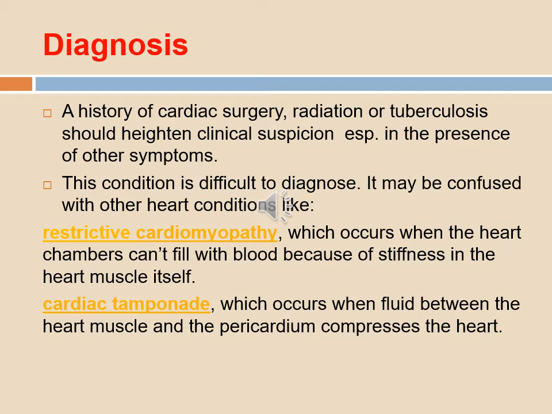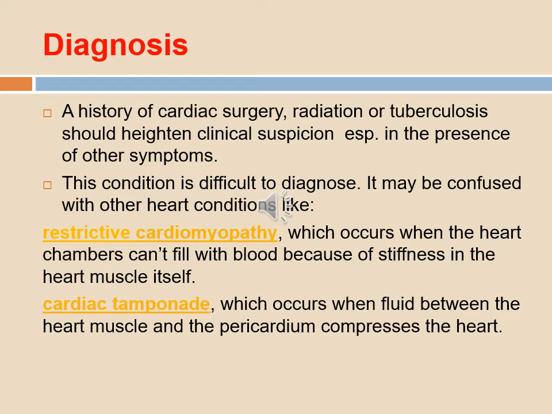The diagnosis of constrictive pericarditis is not easy. You could do that using the exclusion strategy, and of course you have to have a high clinical suspicion to get it. Firstly, a history of a cardiac surgery, radiation, or a TB infection should heighten the clinical suspicion, especially in the presence of the other symptoms that I will mention later.